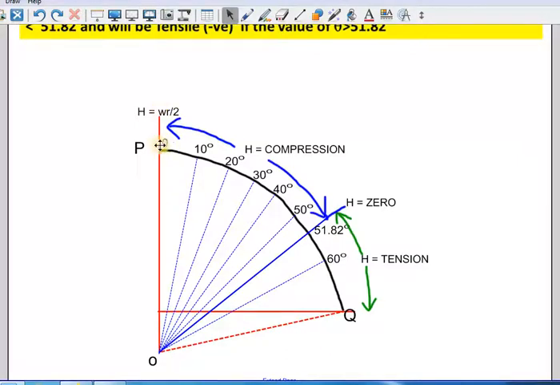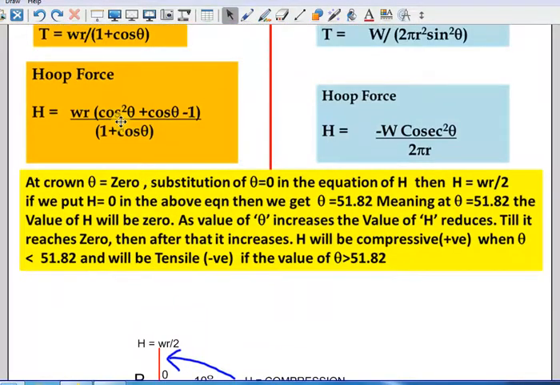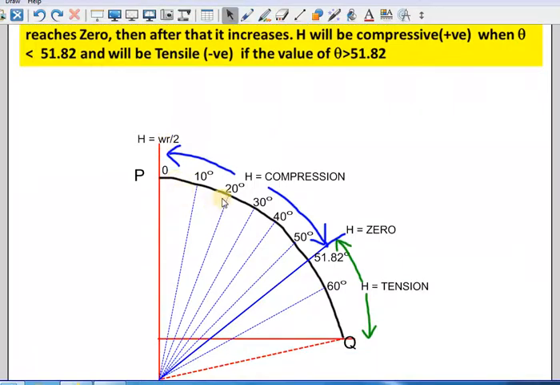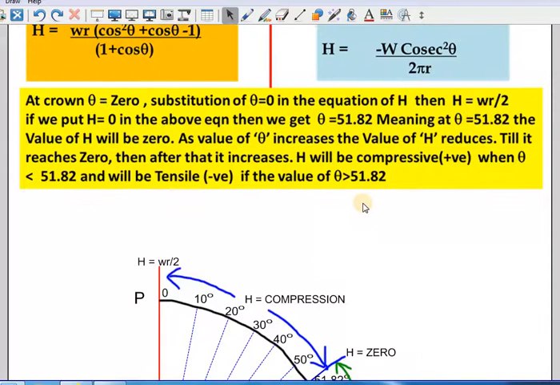Then as theta increases, say 10 degree, 20 degree, if you substitute all these values here, the H value will reduce, and when theta reaches 51.82 degree, your H will be 0. Then when it crosses that, if the theta value is more than 51.82, the H value will change sign, it will be minus, meaning tension, and it keeps increasing like that. So you should keep this in mind.